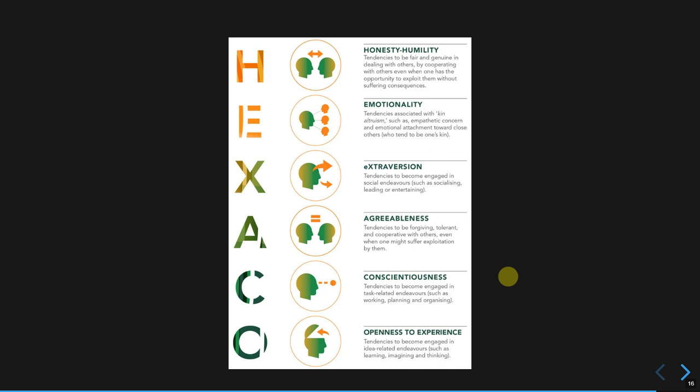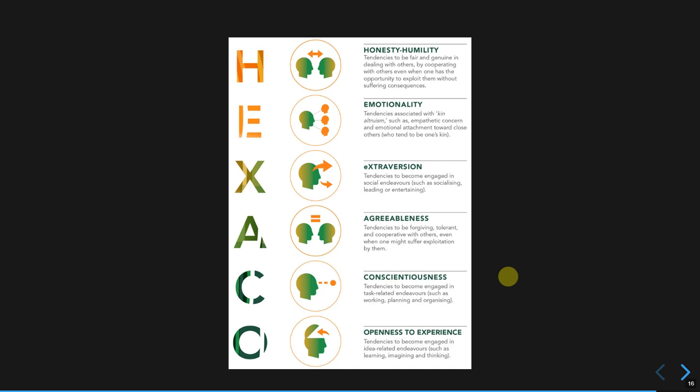And the second dimension is emotionality. It also concerns keen altruism. So this is related with empathetic concern or emotional attachment towards other people. Whether you could feel connected to other people and feel empathetic, and you could feel what others feel.